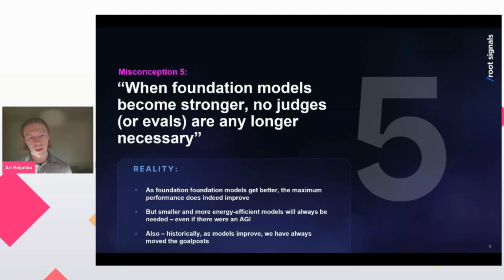And finally, historically, when the models have improved, we have always moved the goalposts. So when the models have become more complex, more powerful, we've always given them more complex problems to solve. And so far, we haven't run out of complex problems to solve, so the development will probably still continue, and hence the errors will again begin to materialize when you move from simpler to more complex problems.